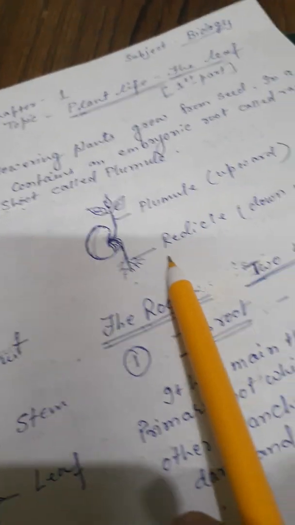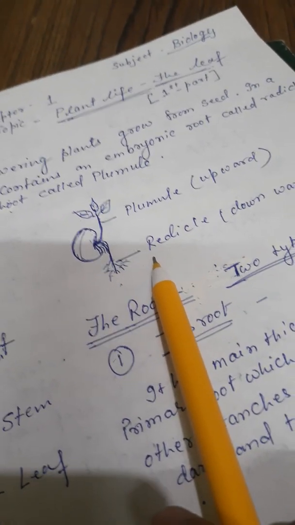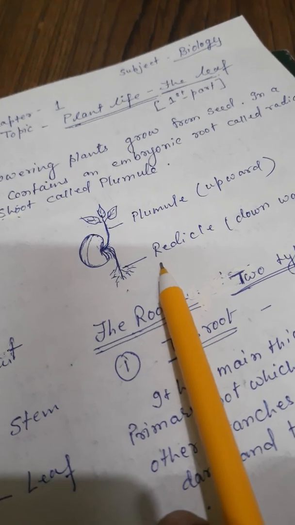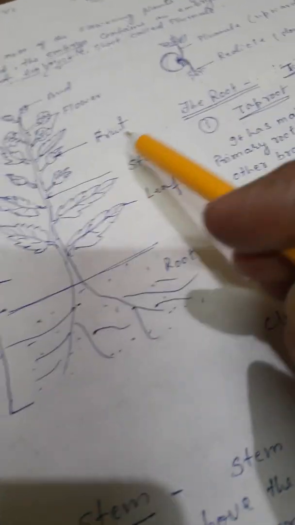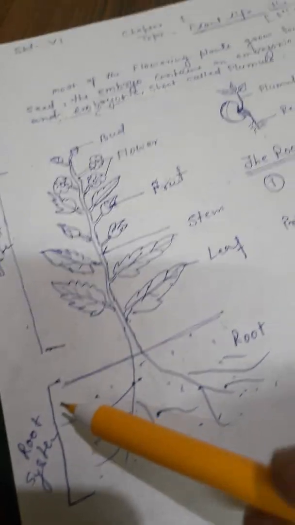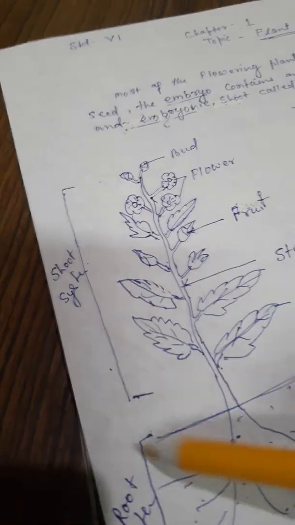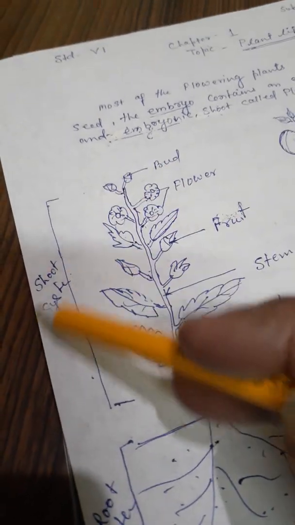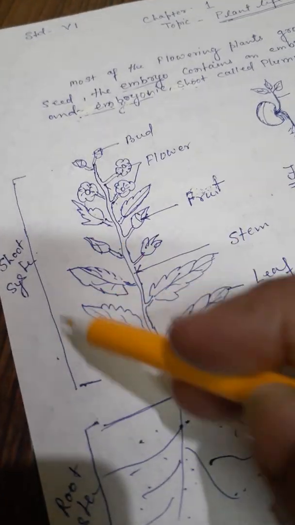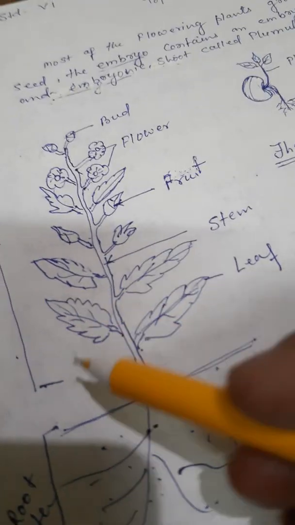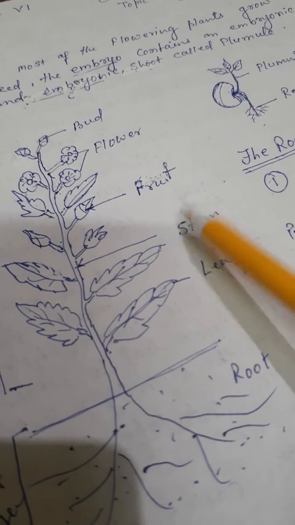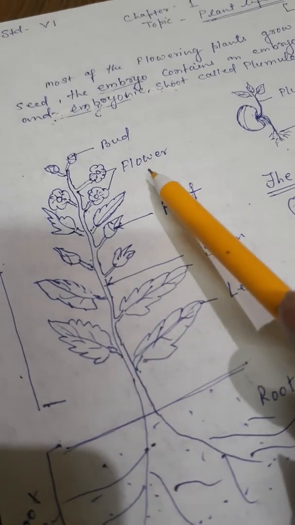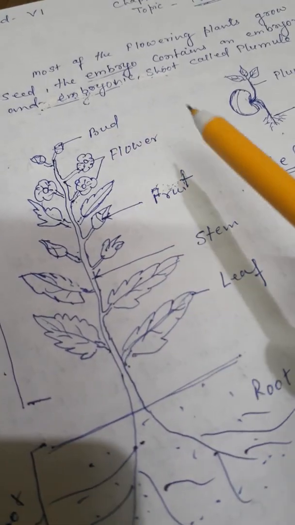Radicle goes downwards in the soil and forms the root system. And plumule goes upward and forms the shoot system. Shoot bears leaf, stem, fruit, flower, bud, etc.